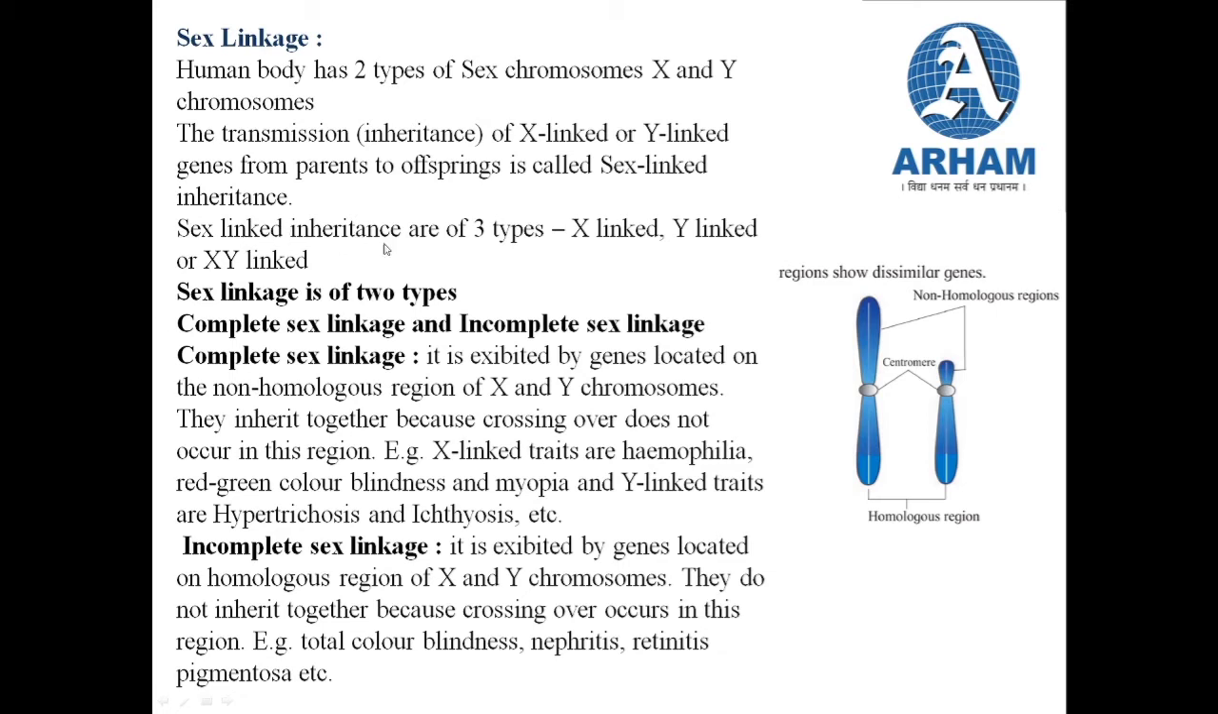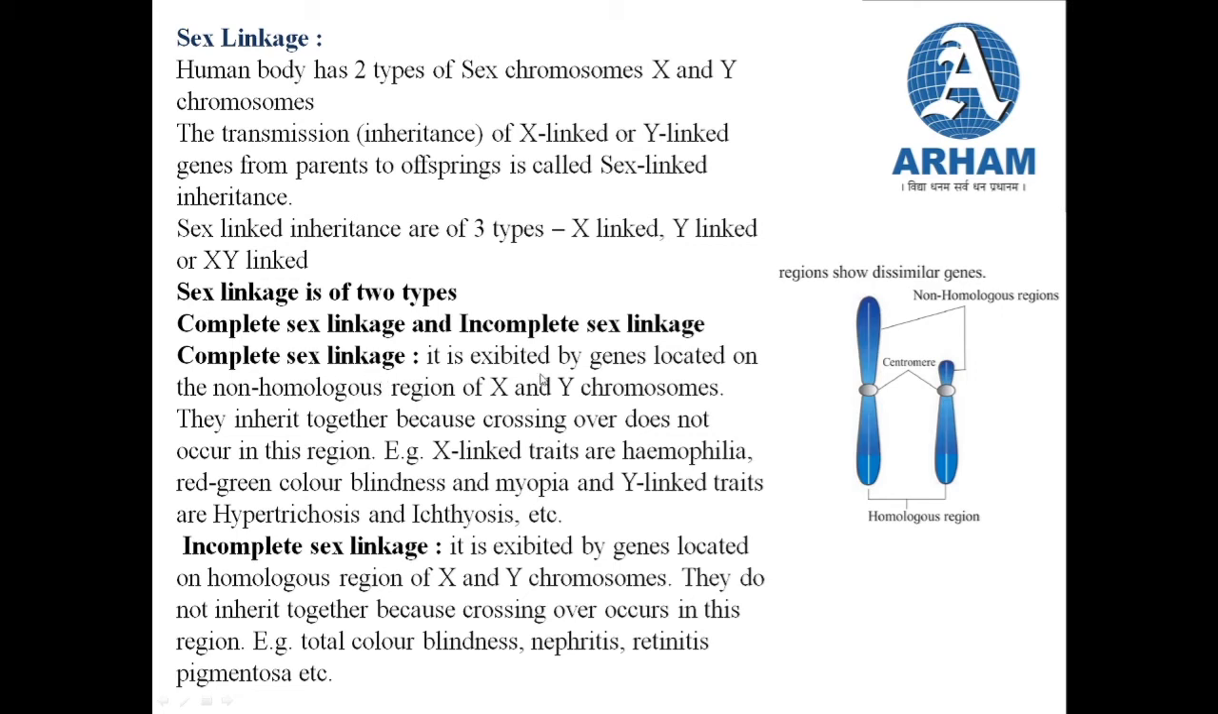Sex-linked inheritance is of three types. There can be sex-linked inheritance in three ways: it can be X-linked inheritance, or Y-linked inheritance, or both XY-linked inheritance. And sex linkage is of two types: it is either complete sex linkage or incomplete sex linkage. Let us understand what complete and incomplete sex linkage are individually.